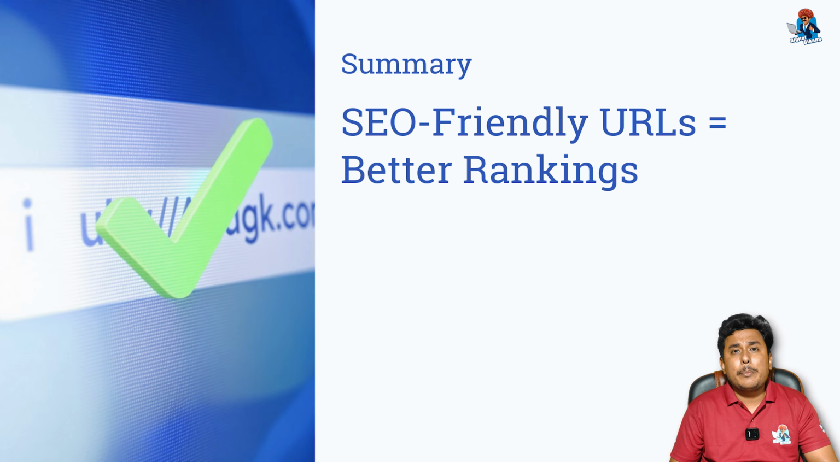To sum up, dynamic URLs are messy and hurt SEO, whereas static URLs are clean, keyword-rich, and preferred by Google. Use canonical tags when parameters are unavoidable.